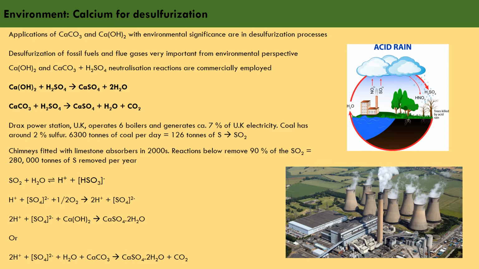All of the chimneys at Drax Power Station have been fitted with limestone absorbers, so they all contain calcium carbonate. The reactions that you can see below there remove about 90% of the sulfur dioxide that's produced. So on a yearly basis, around 280,000 tons of sulfur are removed from the atmosphere.